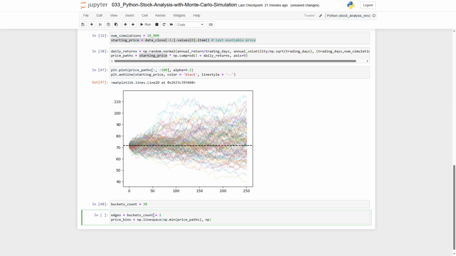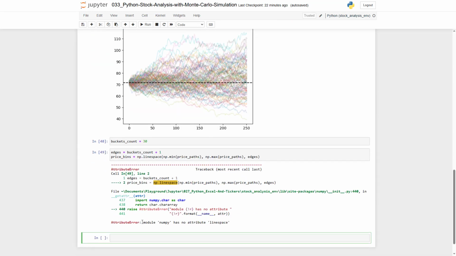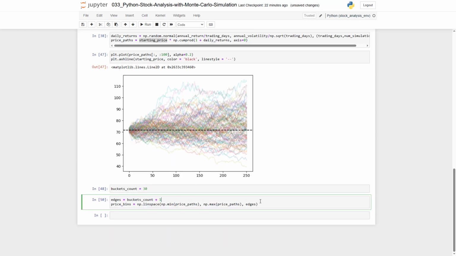and here we have np.max, and here we are using edges. Quite fair. NumPy has no attribute linespace. Of course, I always mistake this one. It's something that everyone does.